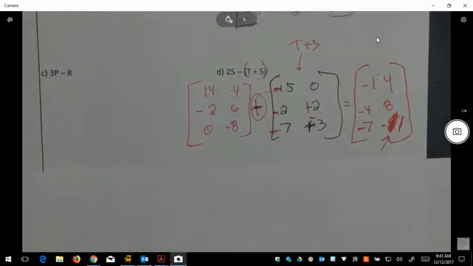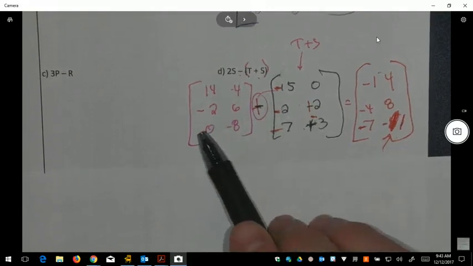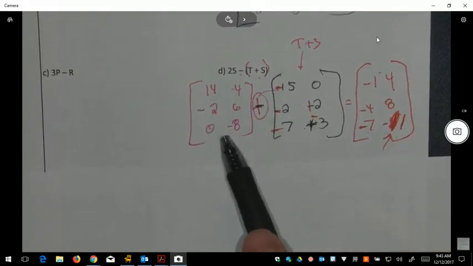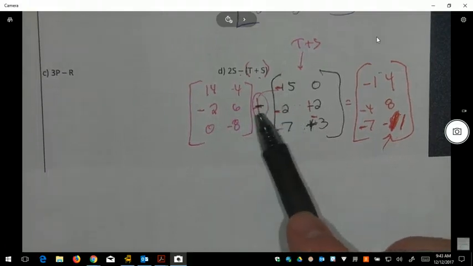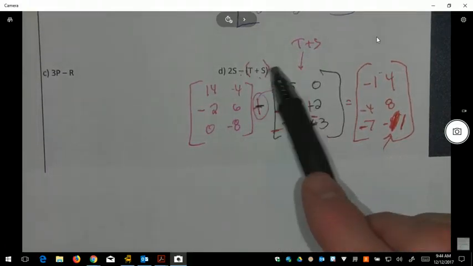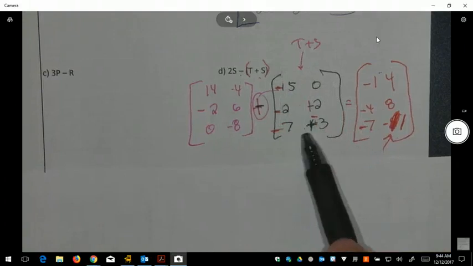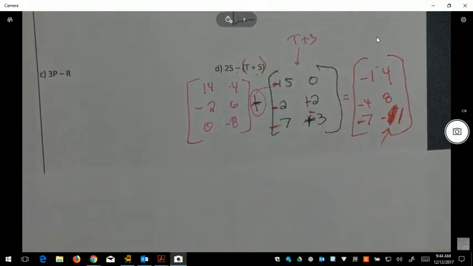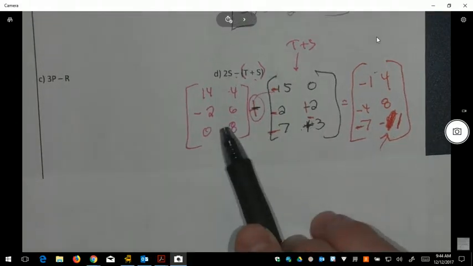All right, please check your answer. If you correctly multiplied S by a scale factor of 2, you got the matrix in pink. And then to subtract, I did the sum of T and S in here, and I changed the sign, so this is 2 times S.